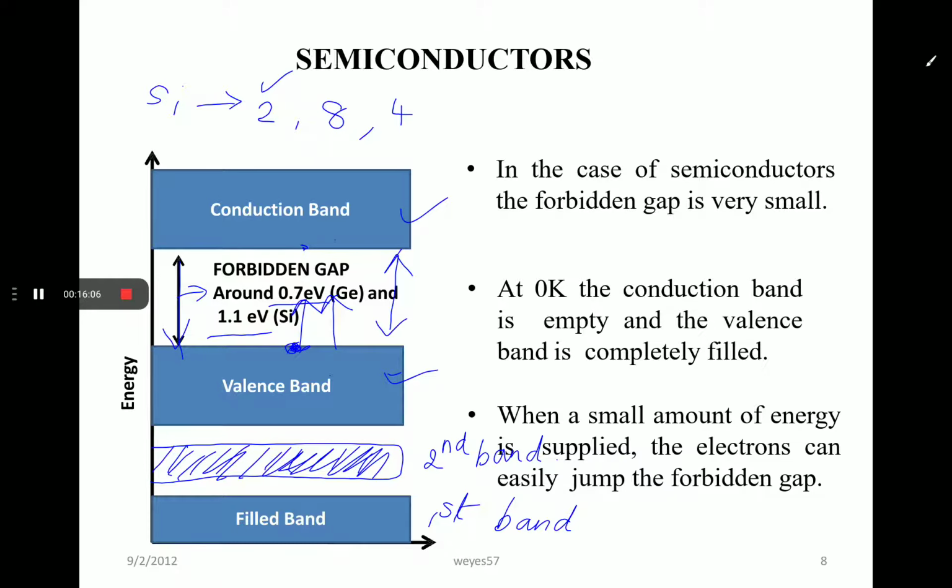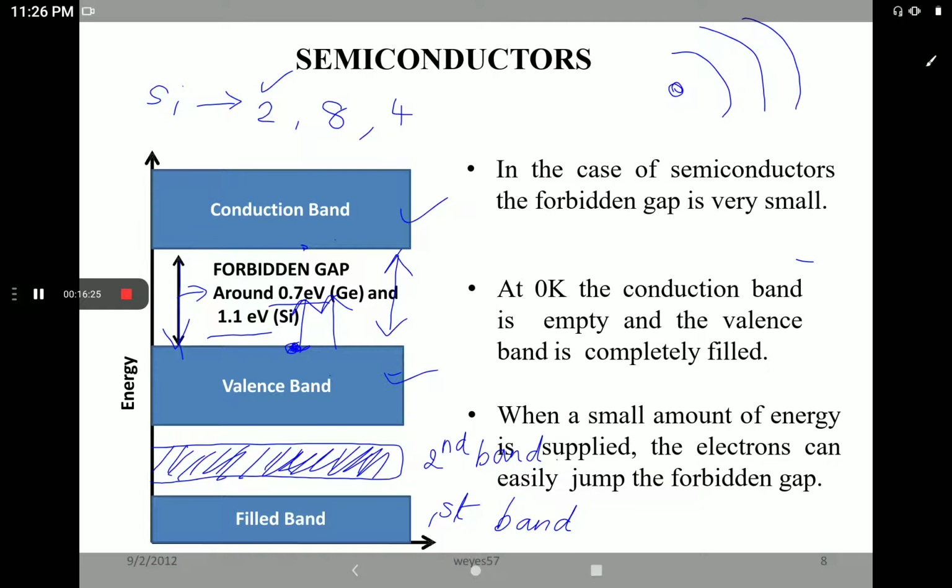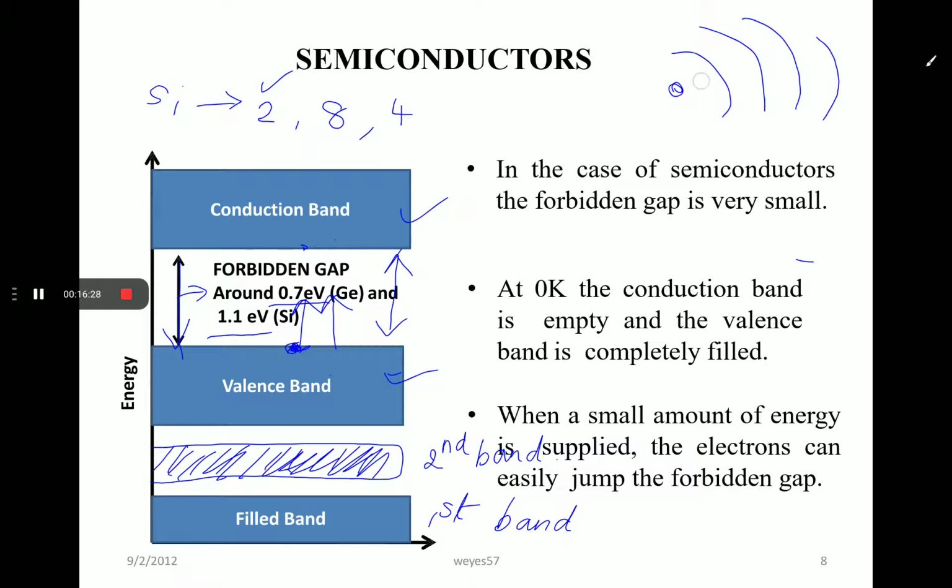So the orbit in the conduction band is very large. The force of attraction from the nucleus is very small here. There is the first orbit, second orbit, third orbit, and beyond that comes the conduction band. So the distance from the conduction band to the nucleus is very large, and an electron in the conduction band experiences almost negligible nuclear attraction. So it does not belong to any particular atom.